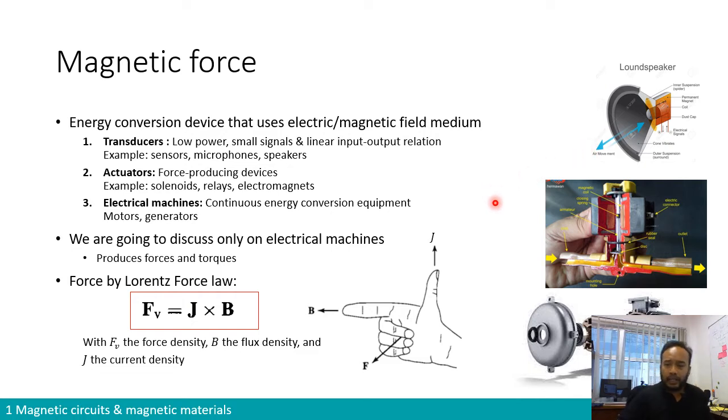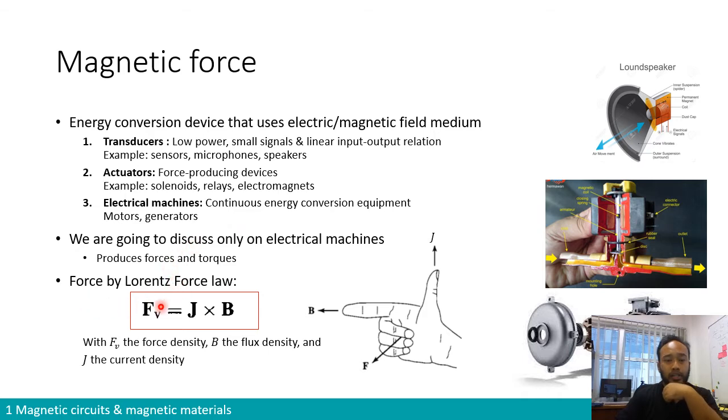But now the thing that we're going to talk about, and therefore the equation that we're going to derive, involves what we call electrical machines. Electrical machines have a large amount of windings inside that carry a certain amount of current, and therefore produce a higher range of power continuously, right?